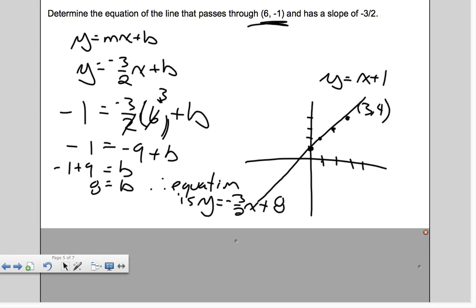Wait, why would you add the equation? You want to say the full answer to make it easier for the next one. Because, Dean, what am I asking you? What's the question asked? The equation of the line that passes through... Determine the equation of the line. In other words, what is the equation?